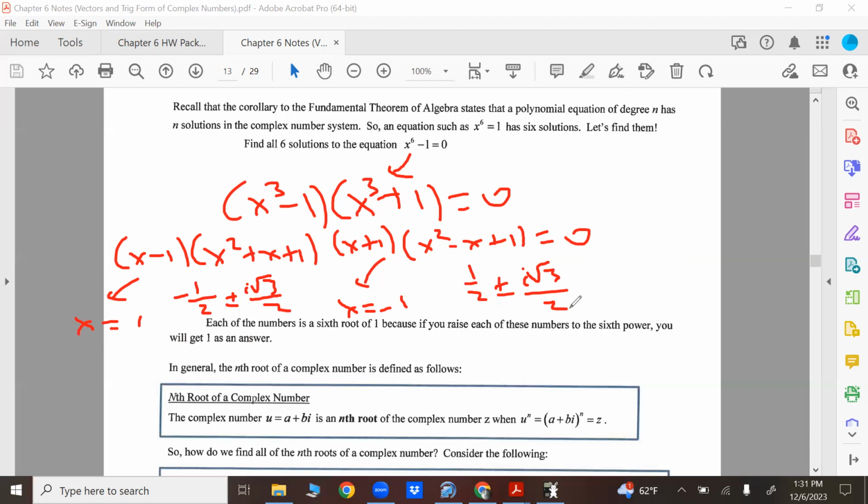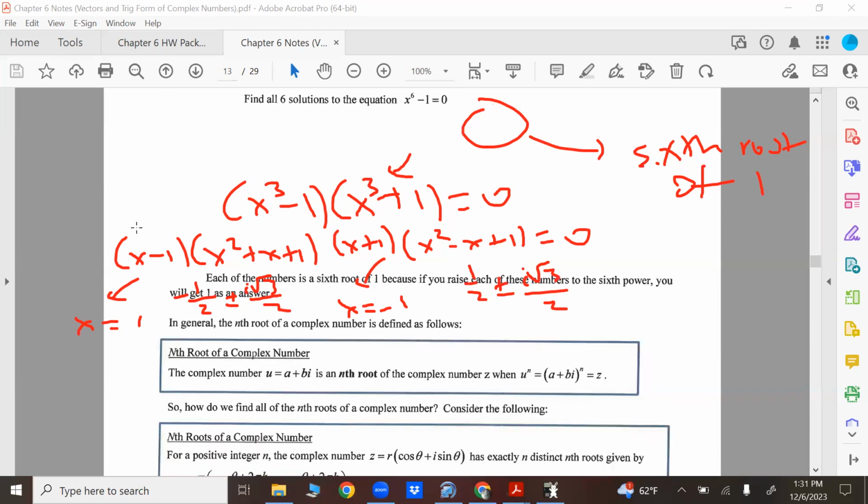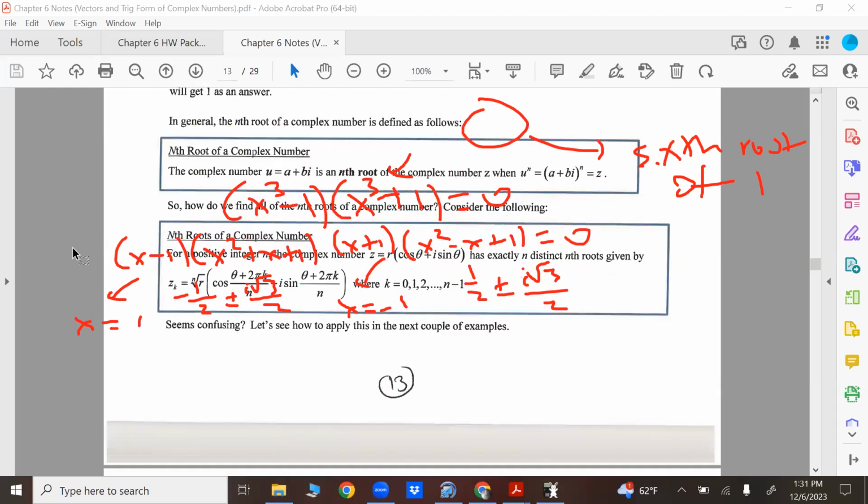That's not terribly efficient to keep doing it this way. There is actually a more efficient way to find the roots of complex numbers, because essentially what you're doing is finding the 6 roots of 1. And 1 is a complex number. It just doesn't have an imaginary part connected to it, but you could think of it as a complex number if you want. How do you find the roots of complex numbers? You use this formula here.